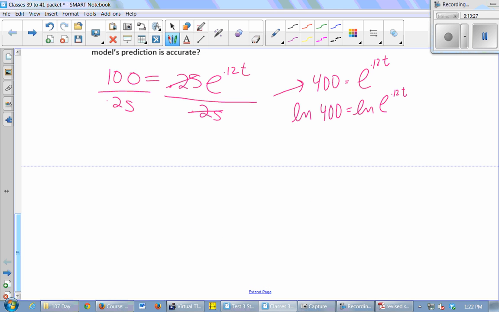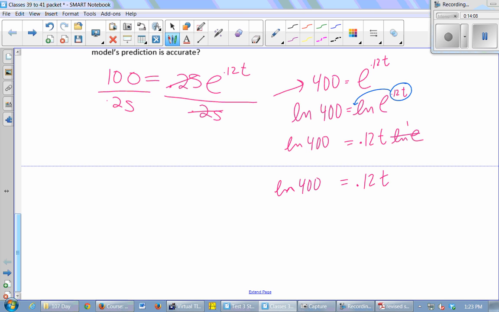All right, so then, the ln of e to some stuff just gives you the stuff, right? Because the ln of e is 1. So if you bring the exponent down in front, that's one of the properties of logs. When you take the log of something to a power, you can bring that power down in front. So this would be 0.12 t times the ln of e, but the ln of e is 1. So this is 0.12 t equals the ln of 400.